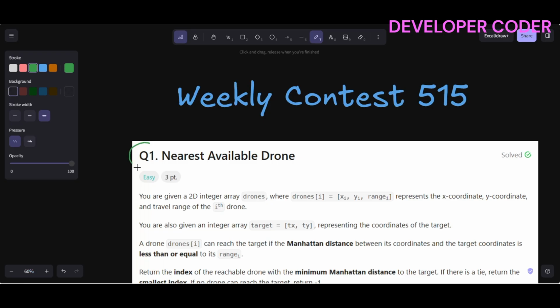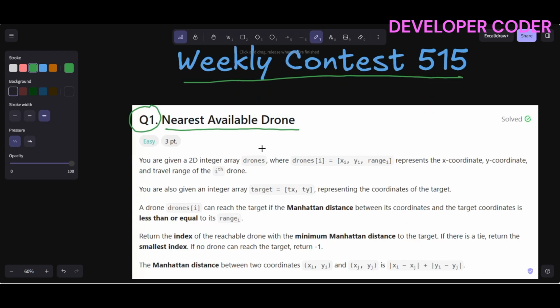So now I'm going to solve question number 1 of weekly contest 515, nearest available drone. So let's read the problem statement.